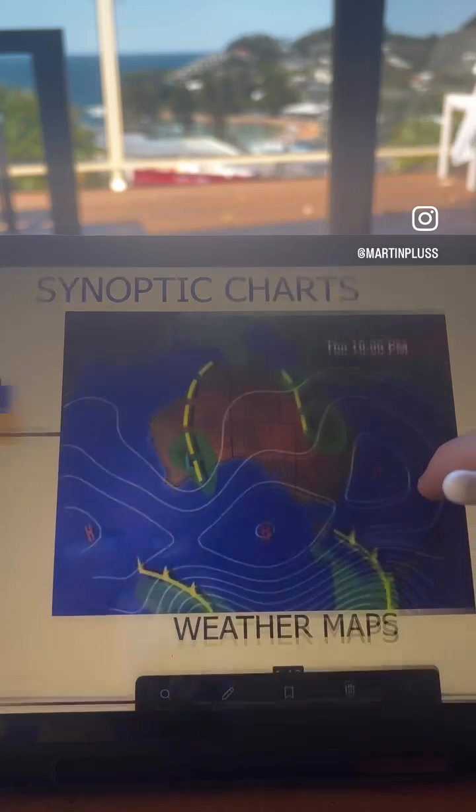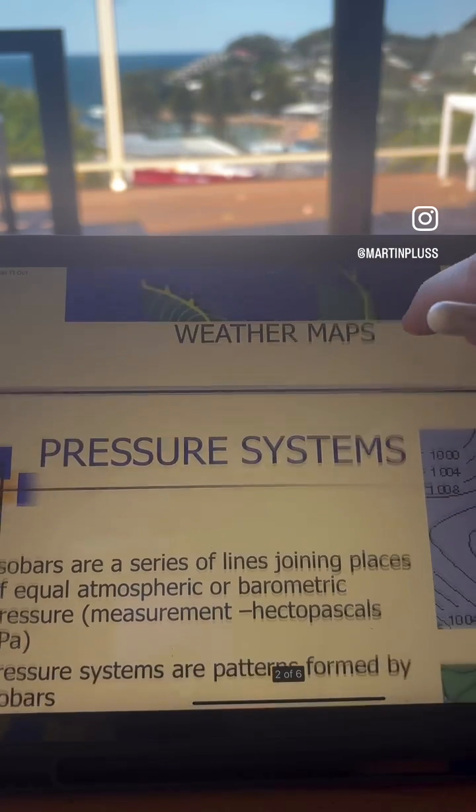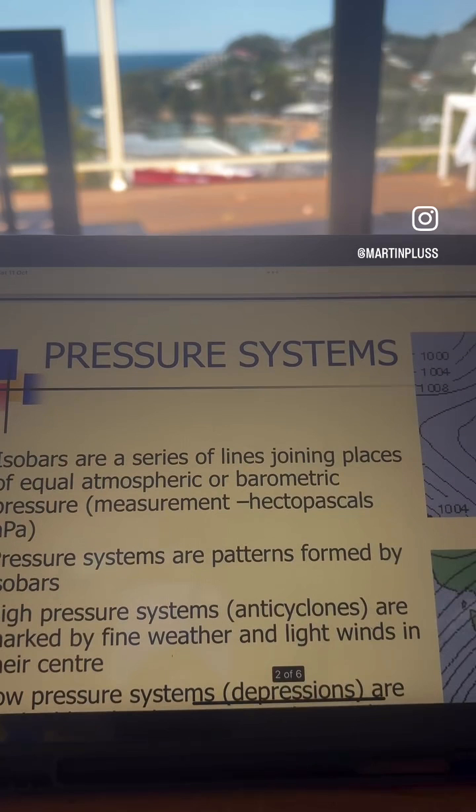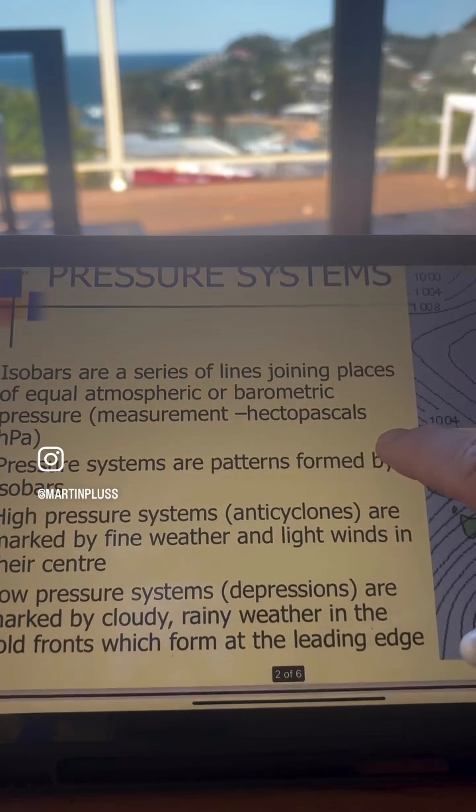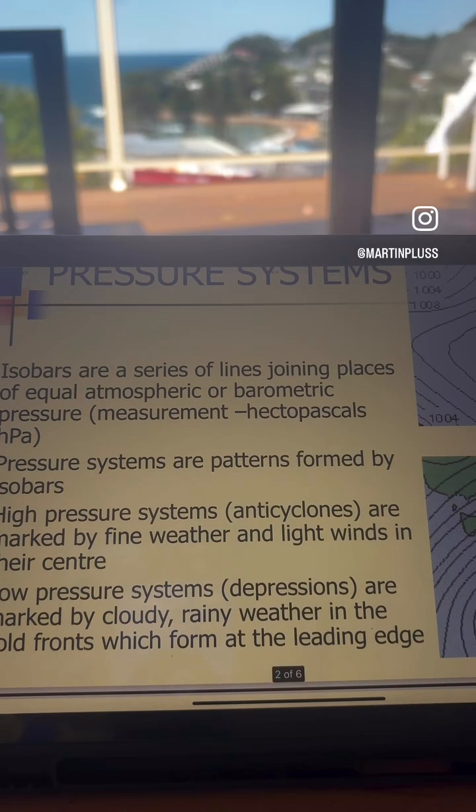But what are the key things you have to be familiar with? You have to understand that isobars join areas of equal barometric pressure, measured in hectopascals. You have to remember that the pressure systems are patterns formed by the isobars. The high pressure systems are known as anticyclones, where the winds blow around them in an anti-clockwise direction, and they're characterised by what we're seeing today, fine weather and light winds, exactly what's happening out the door there.